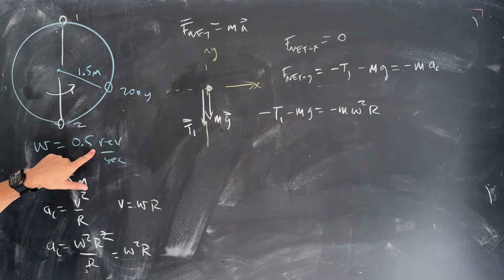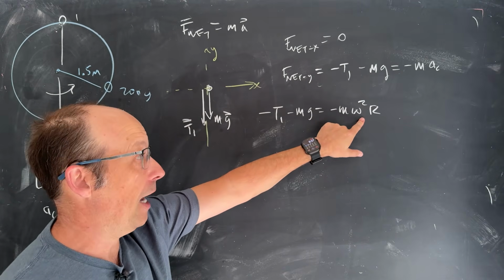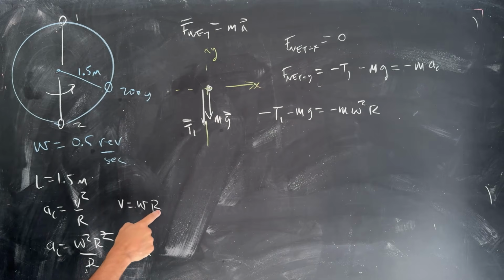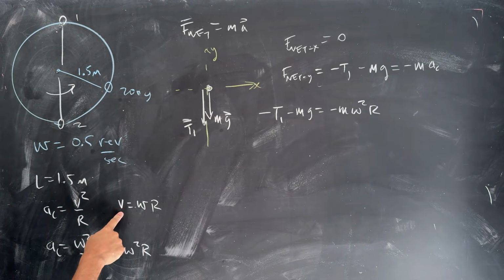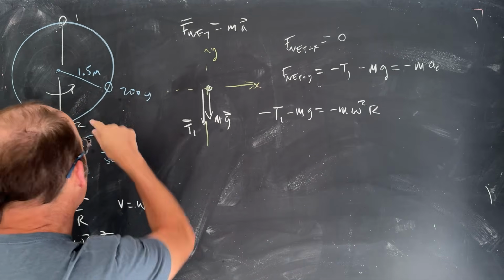This is in revolutions per second. In order to get this to work, omega has to be in radians per second, and r has to be in meters. And that will give me a velocity in meters per second. Otherwise, things don't work out unit-wise. So that's pretty easy to do.